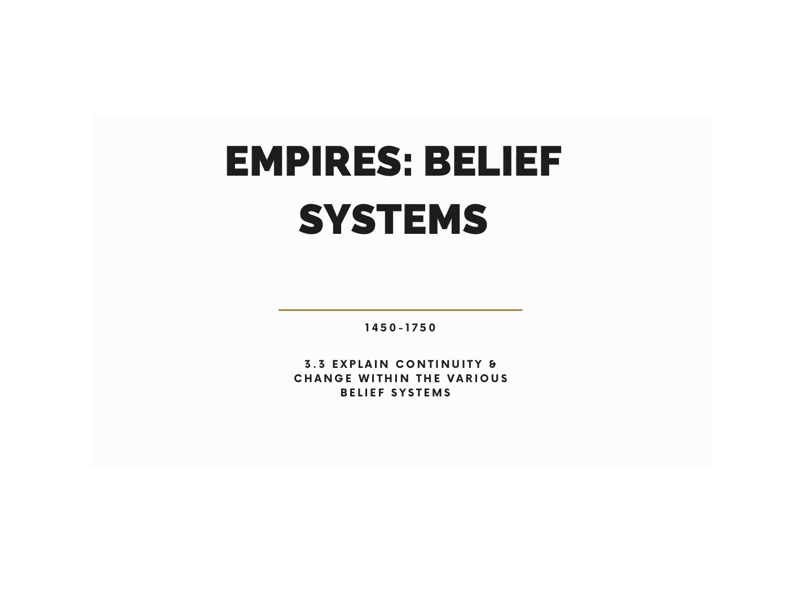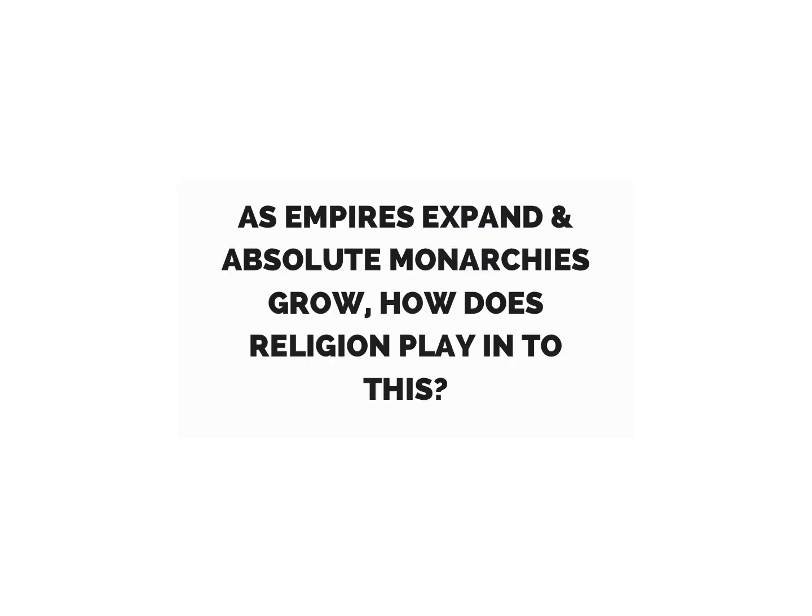This unit is about land-based empires, how they grew, and how they were run. As the world changes and becomes more interconnected in this period of 1450 to 1750, religions start to change as well, and that's something that the College Board definitely wants us to know. So, a big question that we need to ask ourselves is, as these empires expand and absolute monarchies grow, how exactly does religion play into this?